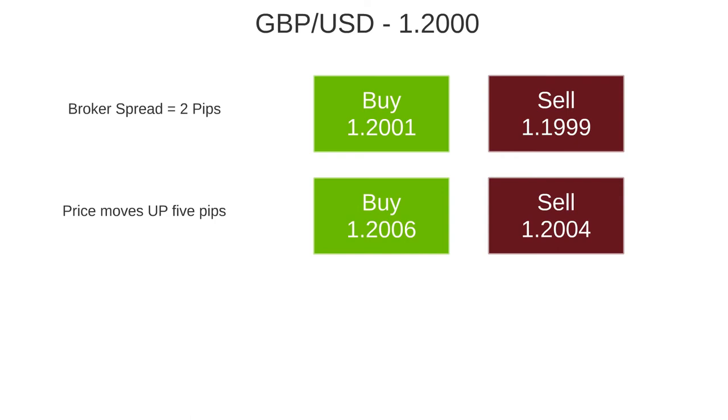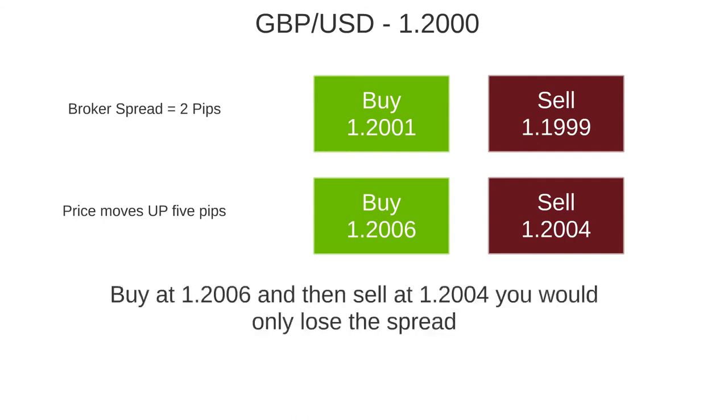1.2006. As you may have noticed, if you were to buy the market at 1.2006 and sell it straight away before the price moves at 1.2004, the only money you would lose is the cost of the spread. So 1.2006 minus 1.2004 leaves the 2 pip spread cost.